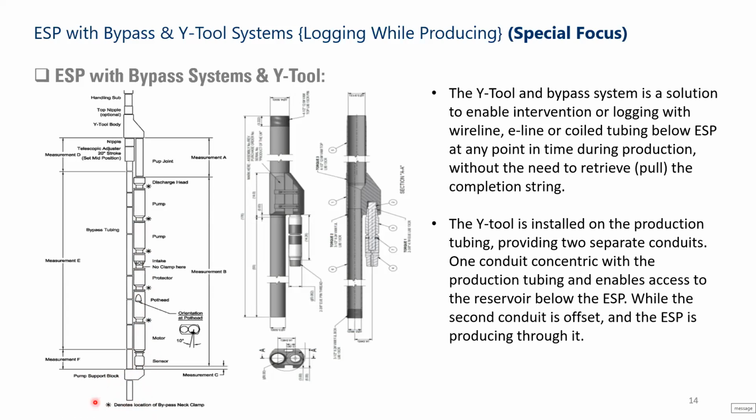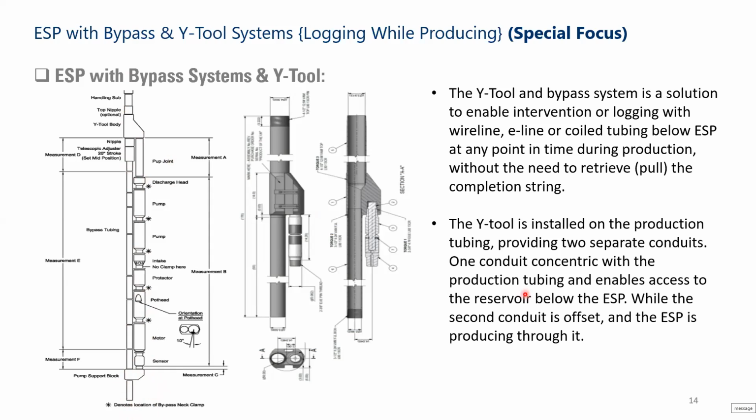The tensile strength of the ESP system is not designed to withstand the whole weight of the application below. Therefore, ESP providers came up with this pump support block, which will hold all the weight that is below the ESP, all the weight of the tailpipe, and then only the Y tool will take the weight of the ESP, the Y tool system and the bypass system. Any weight that is below will be handled by the pump support block. For applications where you don't have a very long tailpipe, there will be no need to run the pump support block.